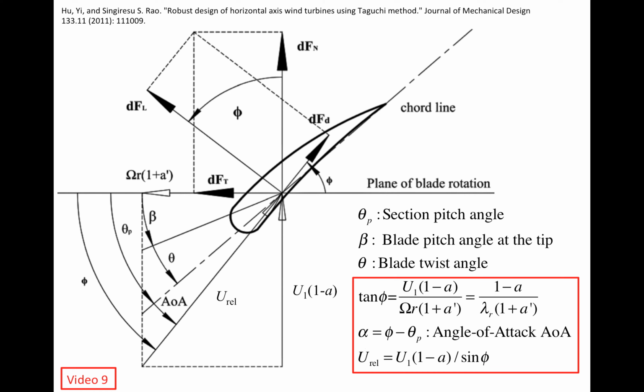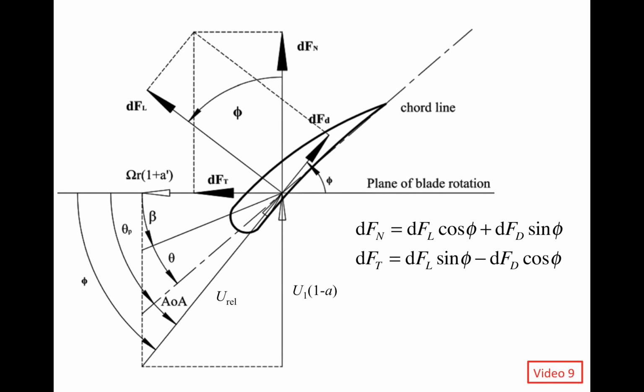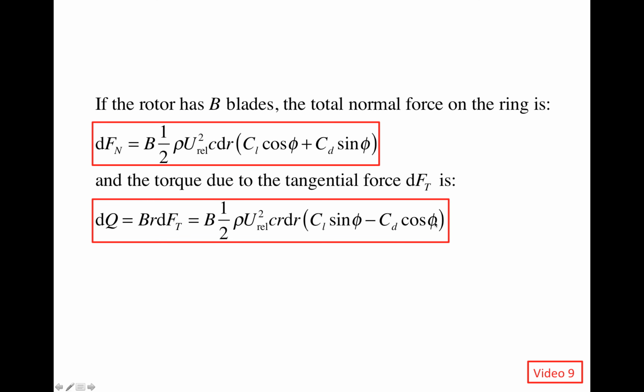But why do we want to keep the angle of attack constant along the blade? Why do we want to do that, right? Again, we know that the normal and tangential forces can be computed from the lift and drag forces. And these are the expressions of the normal force and the torque after we bring in the expression for the lift and drag forces, right?